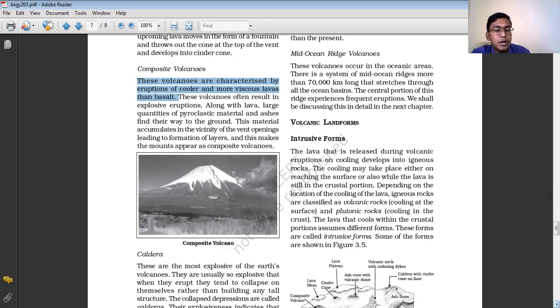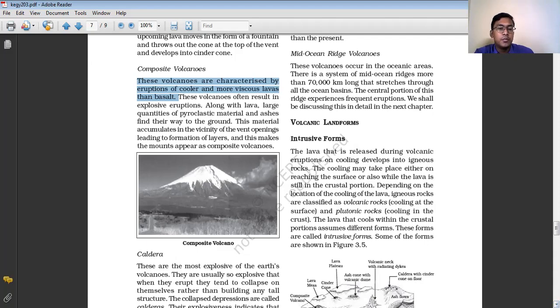If we have a closer look at these composite volcanoes, we will find that layer after layer deposition of the lava has taken place, and layer formations are there. Because the materials cannot flow for a long distance, they are very viscous, and they cool down near the source only, near the cone only. So this is what composite volcanoes are about.